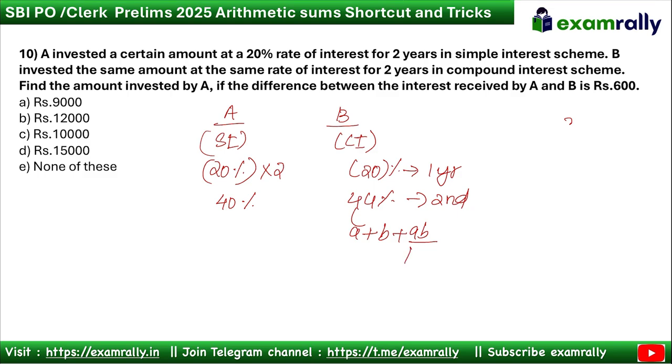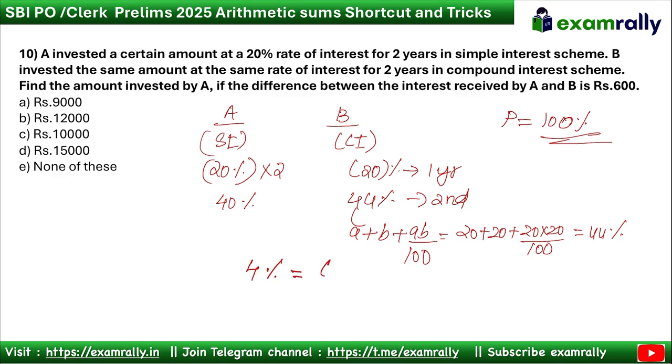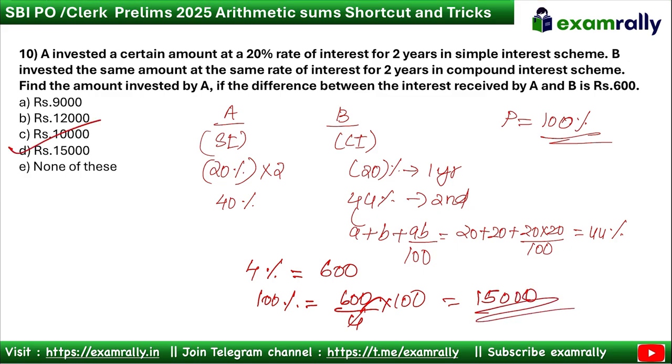Okay, a plus b plus ab by 100, which would be equal to 20 plus 20 plus 20 into 20 by 100, that is equal to 44%. Okay, this will be our rate of interest for 2 years. So suppose as the principal remains constant in both the schemes, let's take the P value to be 100%. So the difference between the interests is 44% minus 40%, that is 4%. 4% is given as 600, so 100% will be equal to 600 divided by 4 into 100, which is equal to 15,000. Okay.